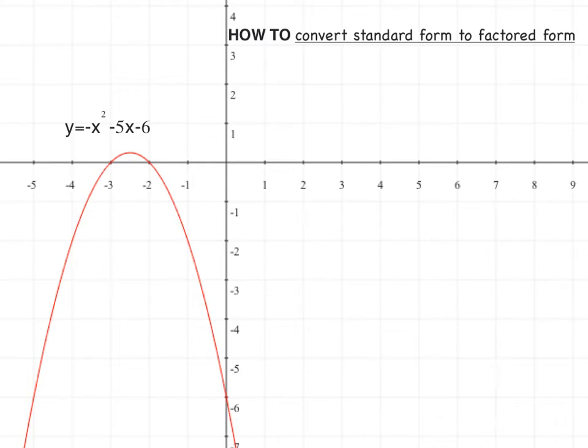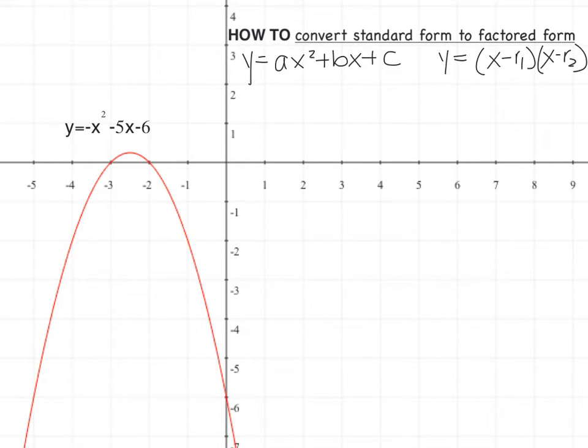Today we are going to learn how to convert standard form to factored form. If you recall from your notes, standard form looks like y equals ax squared plus bx plus c, and factored form looks like y equals x minus root 1 times x minus root 2.